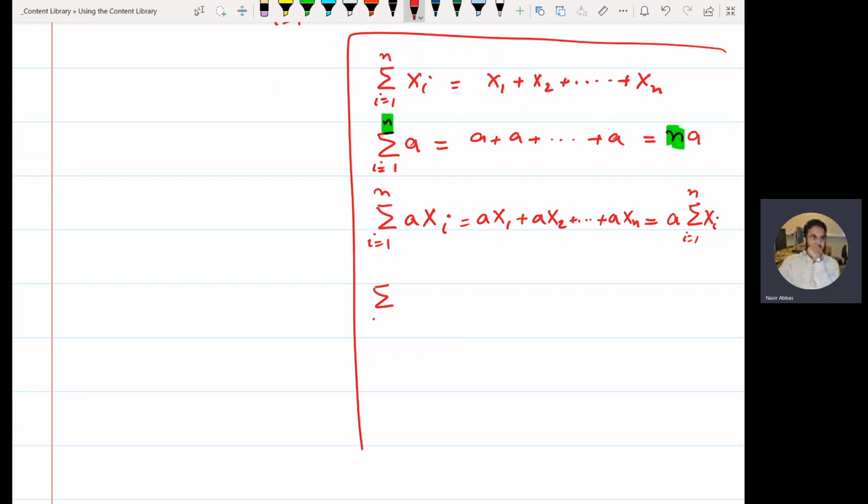What is summation of xi plus a? Summation has a distributive property. You can apply it if there is addition. So apply it separately. It will be summation xi plus na. It will be applied separately on xi and a. When it's applied on xi, simple summation. When applied on a, it will be na.